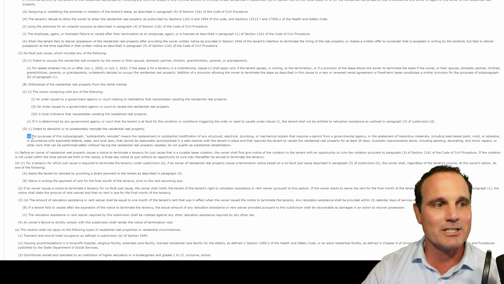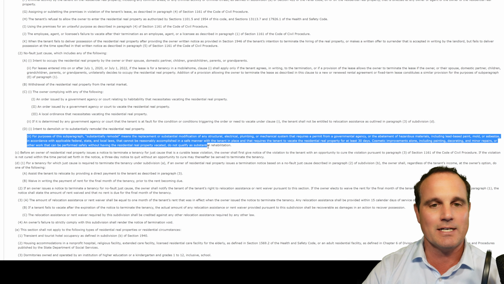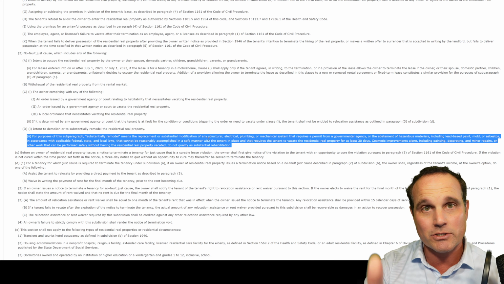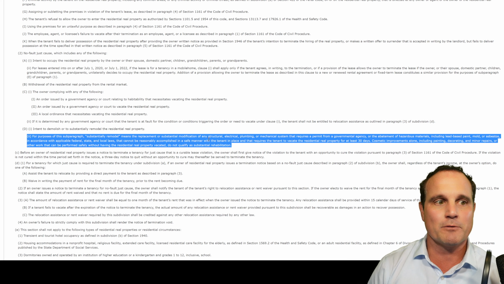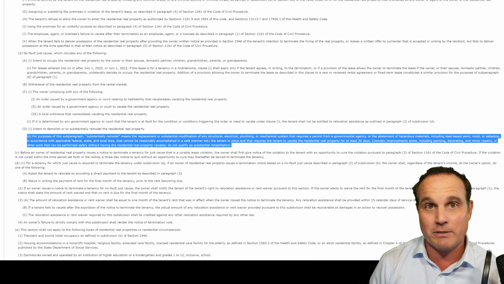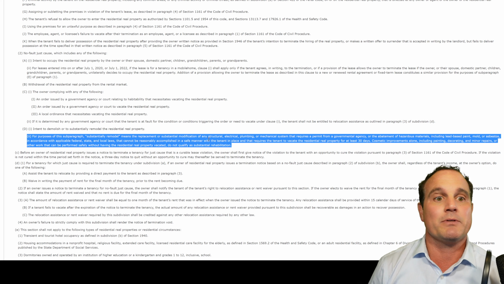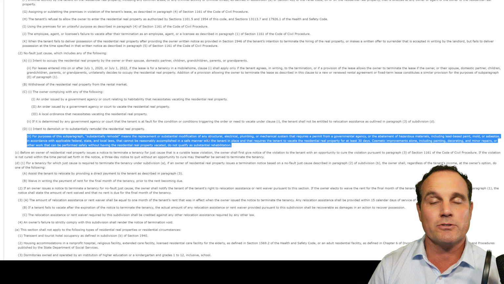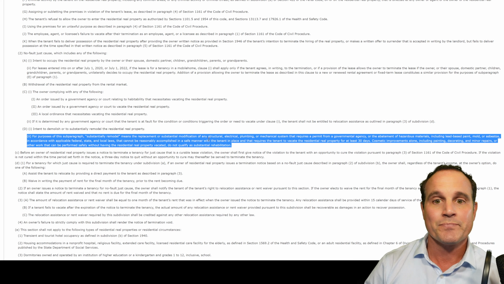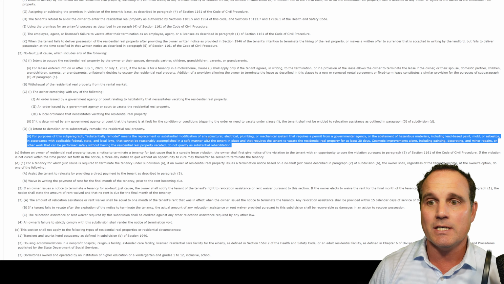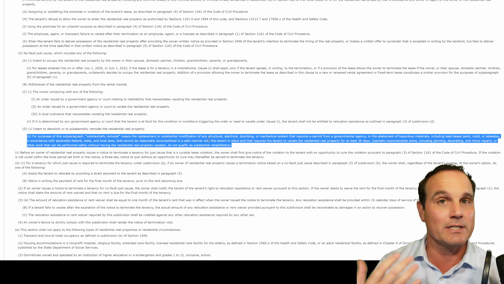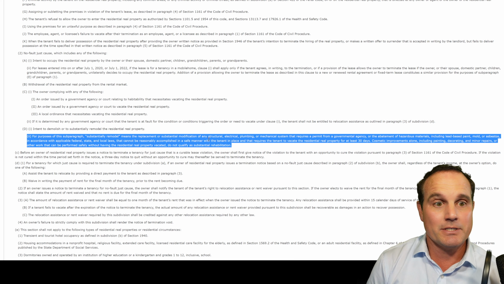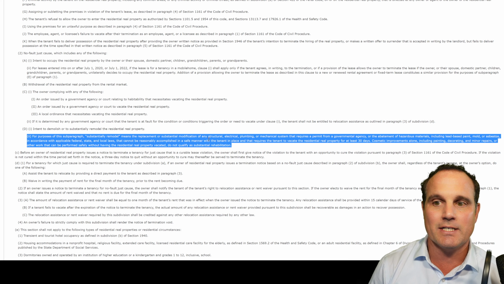So let's look at the actual definition that is in here in 1946.2. We have a link below so you can go ahead and pull this up and read it. What it says: for the purposes of this subparagraph, substantially remodel, it actually defines it. It means the replacement or substantial modification of any structural, electrical, plumbing, or mechanical system that requires a permit from a governmental agency, or the abatement of hazardous materials, including lead-based paint, mold, or asbestos, in accordance with the applicable laws, federal, state, local, that cannot be accomplished in a safe manner with the tenant in place, requires the tenant to move out for at least 30 days.